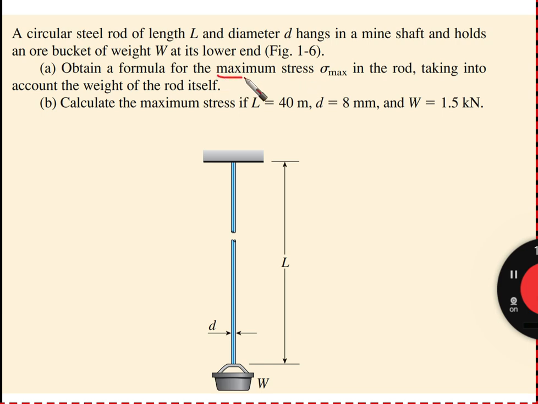Okay, maximum, we're talking about maximum stress, sigma maximum, in the rod, taking into account the weight of the rod itself. Here we are going to take into account the weight of the rod. We're not going to neglect it as we have done in the previous example. So really it depends on the example. We cannot ignore or neglect the weight of the member unless it is clearly mentioned.